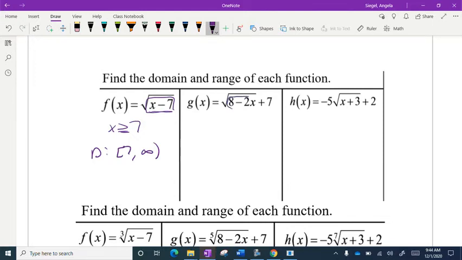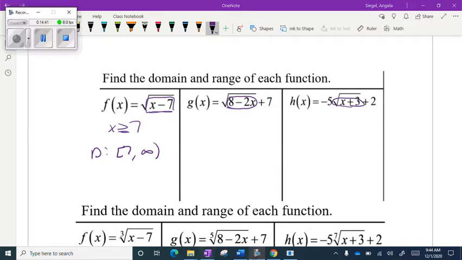This one, we're going to do the same thing. I'm just worried about this, and I'm just worried about this here. So see if you can do.